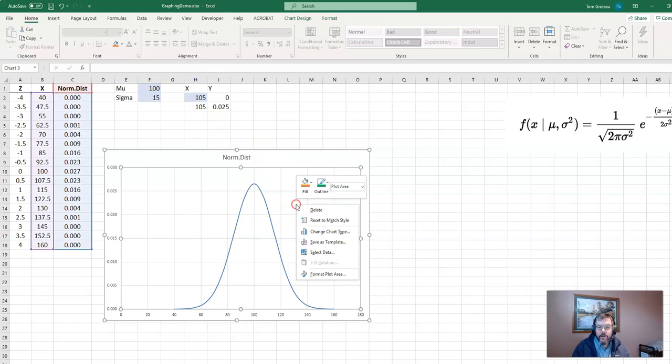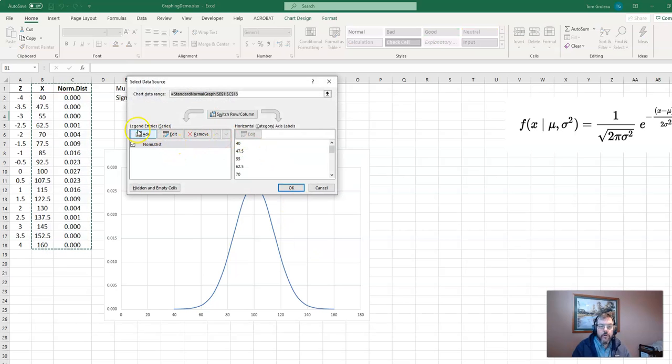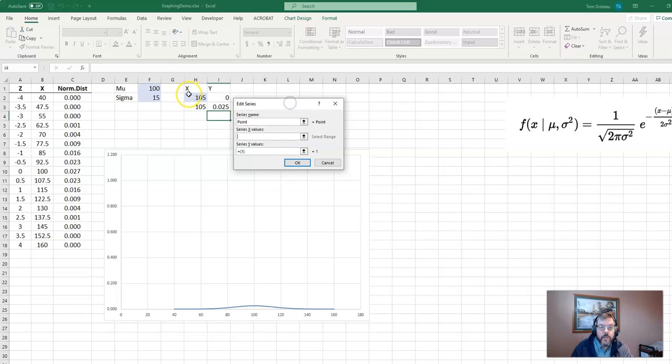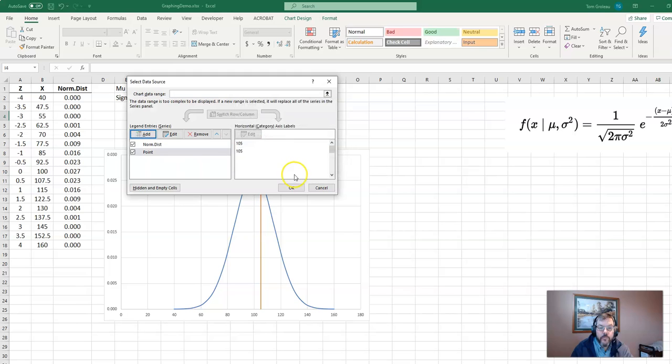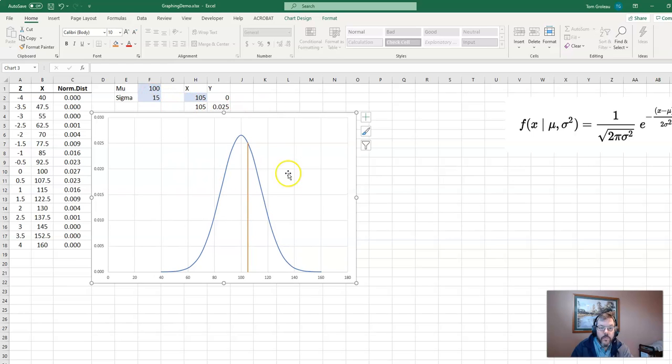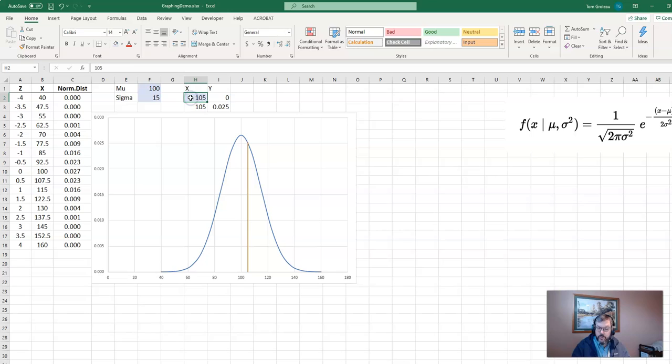So I'm going to add, let's call it point, these x values paired up with these y values. So now, in this distribution, I can look at different options and see where they land visually. If I want to find the probability of being below that point, now I'm going to use the norm.dist function again, but use it differently. I just won't put that on the graph.